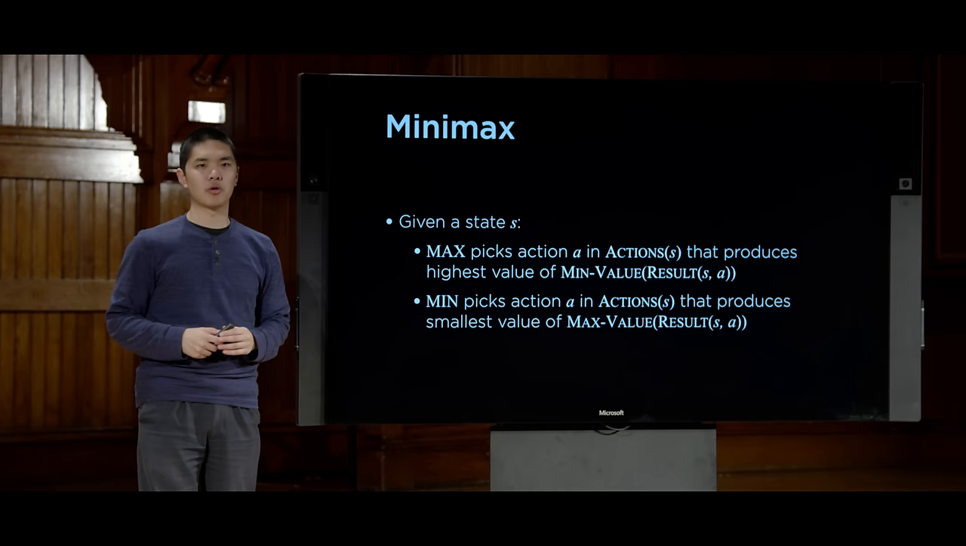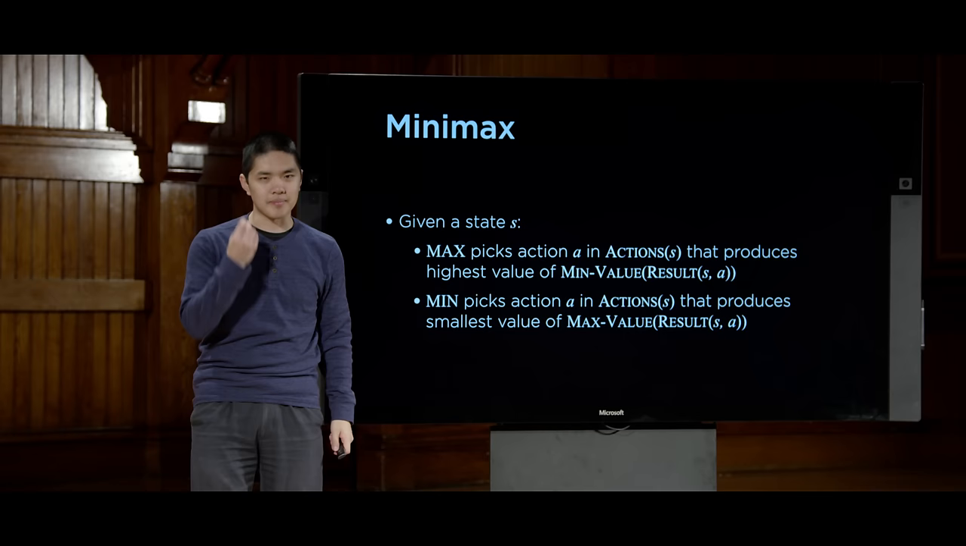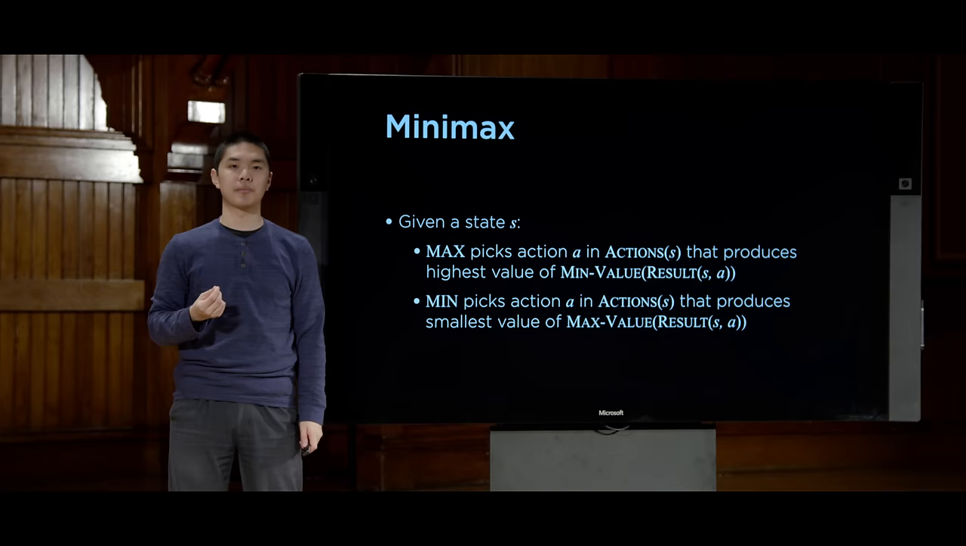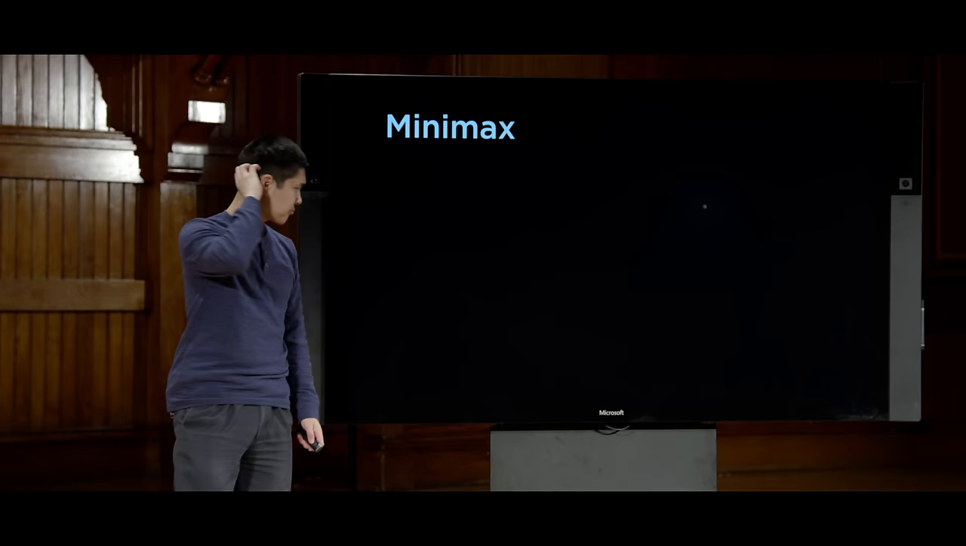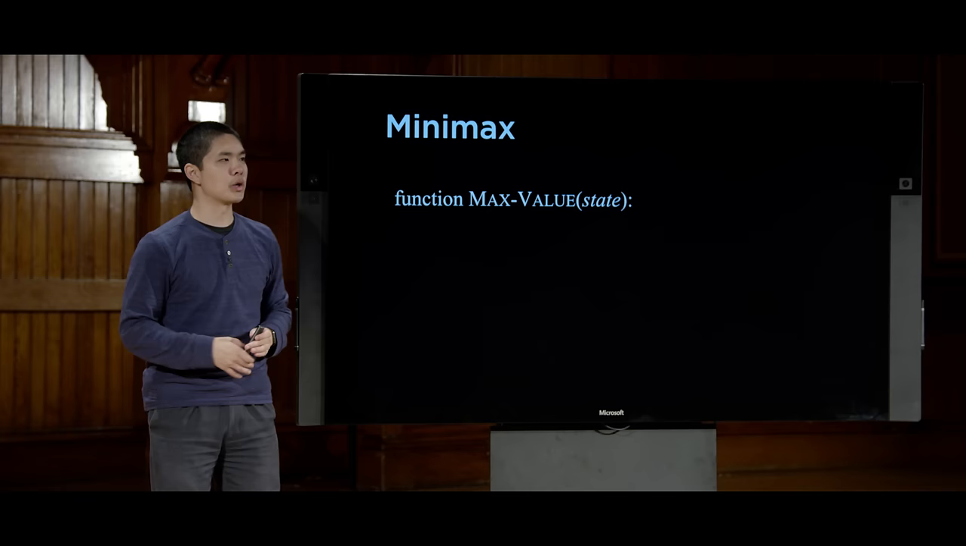And now we need to turn our attention to these two functions, max value and min value. How do you actually calculate the value of a state if you're trying to maximize its value? And how do you calculate the value of a state if you're trying to minimize the value? If you can do that, then we have an entire implementation of this Minimax algorithm. So let's try and implement this max value function that takes a state and returns as output the value of that state if I'm trying to maximize the value of the state.